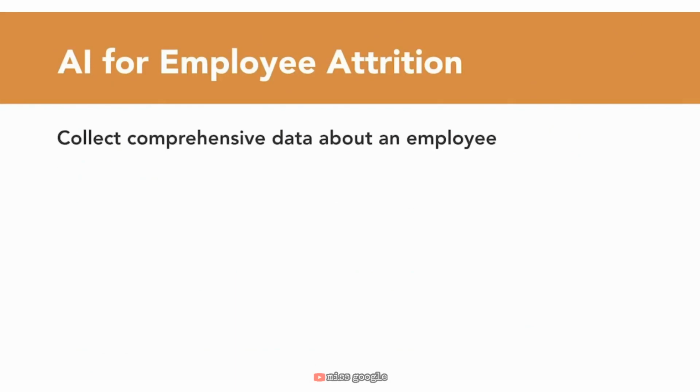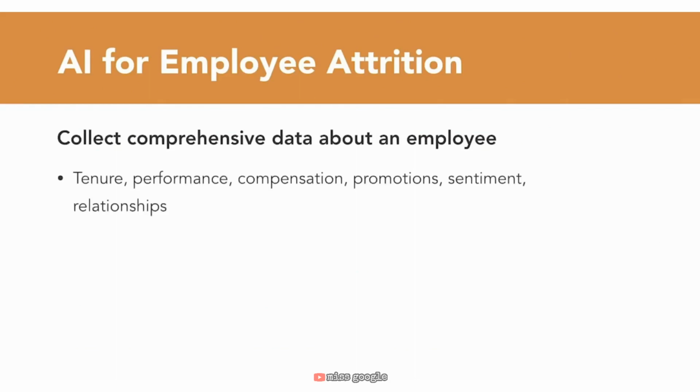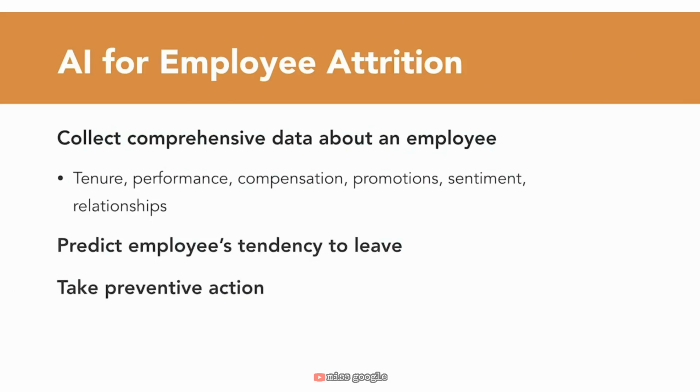First, we need to collect 360-degree data about the employee's past and present. This includes, but is not limited to, the tenure in the company, performance ratings, compensation, and promotions. Relationships the employee has with their supervisor and peers also play a key part. 360 reviews will help understand this. Once the data is collected and associated with both past and present employees, it provides input to build an ML model to predict attrition. Then, HR can take preventive action that is needed. In this chapter, I will show you how to build a simple model to predict attrition.